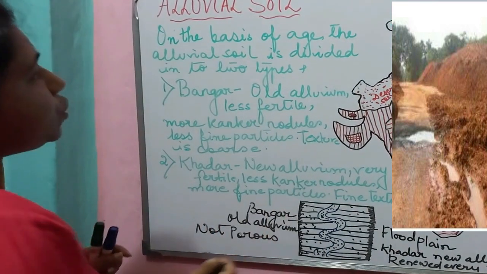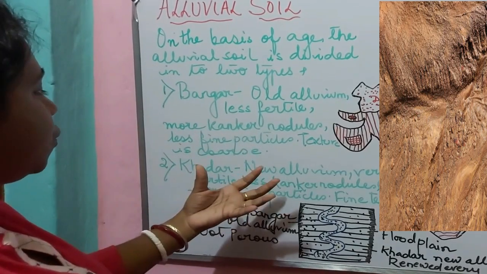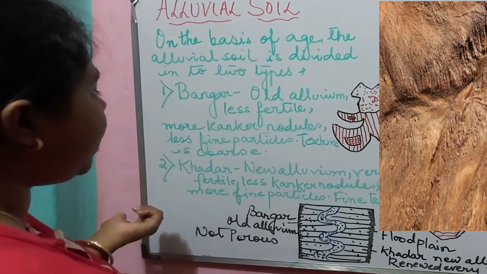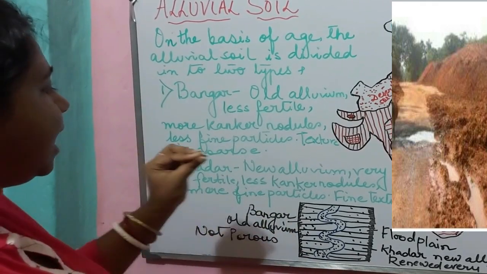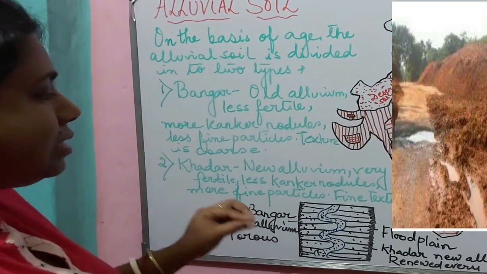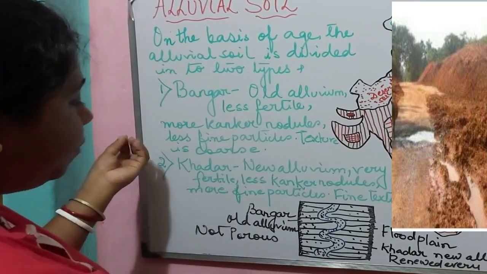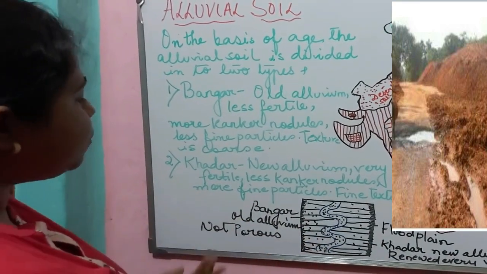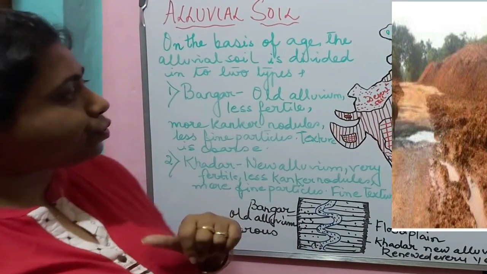So what we understood, that Bangar is the old alluvium, which is less fertile, more conker nodules we can find here. It has less fine particles, so the texture is very coarse and it is non-porous. Whereas khadar is new alluvium, which is very fertile, less conker nodules, more fine particles, and in terms of texture, it is more finer compared to the Bhangar. Khadar is renewed every year and it is found in the floodplains, whereas Bhangar is found at the river terraces away from the river. So I hope you understood this. Let us move ahead. Now, the next type of soil is black soil.